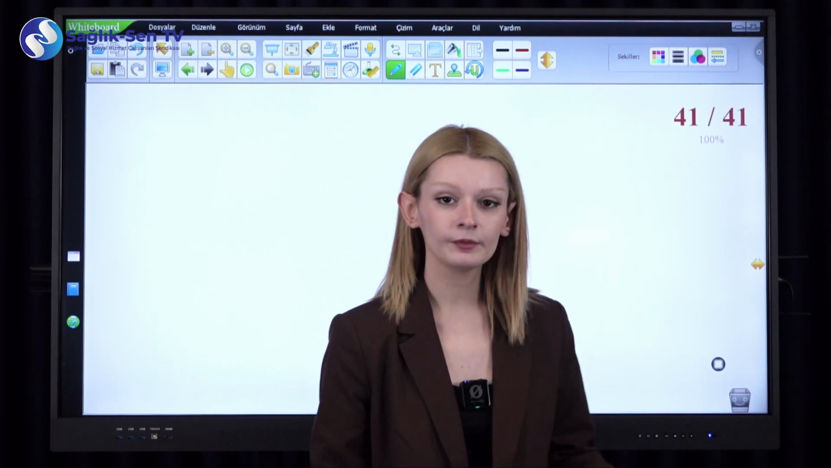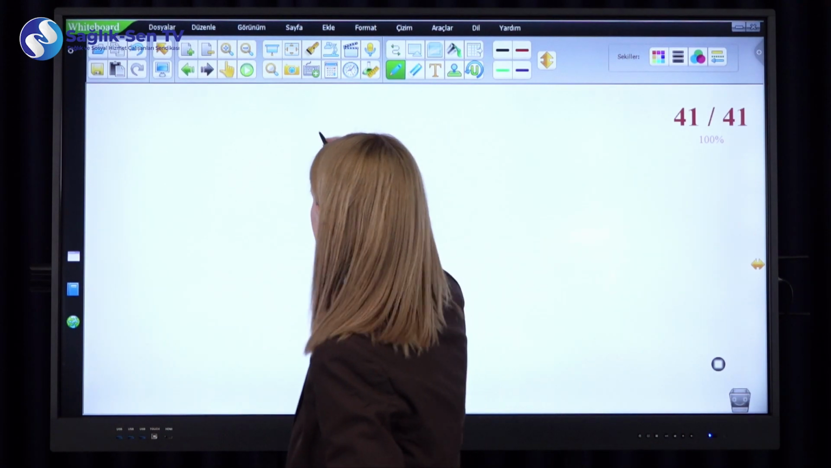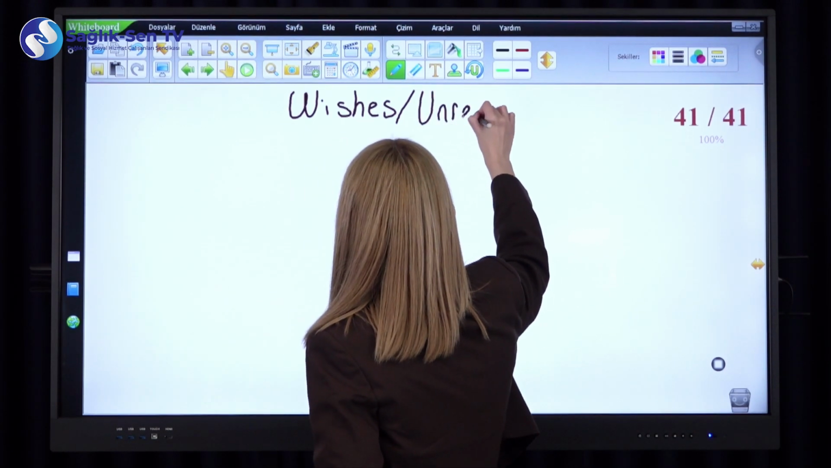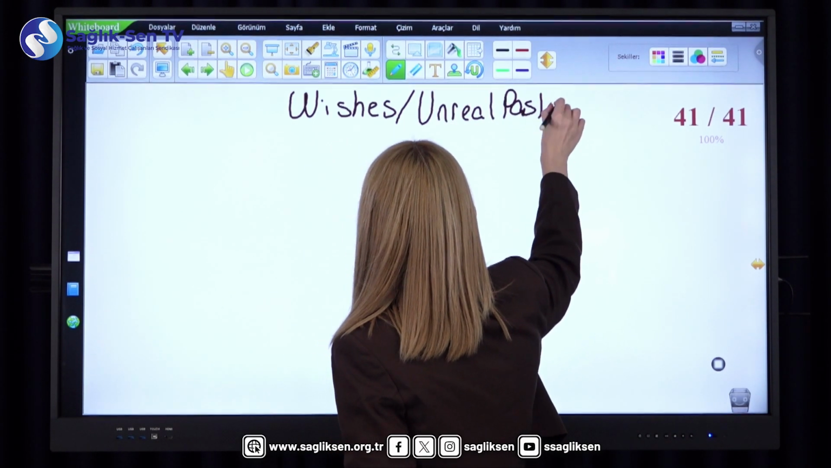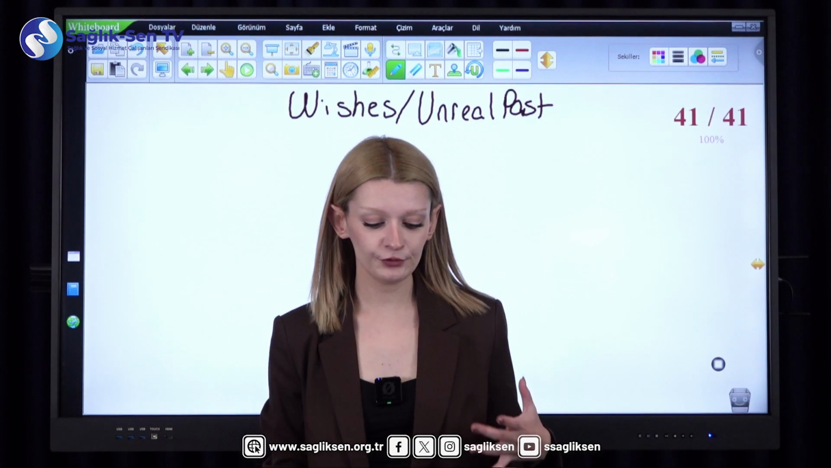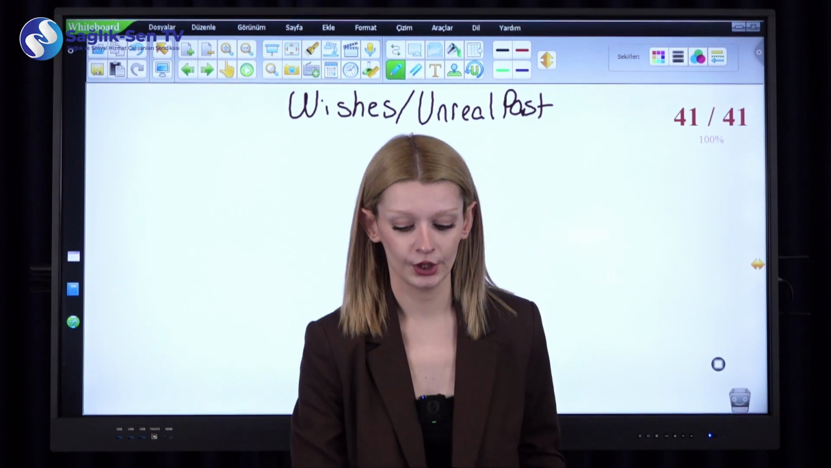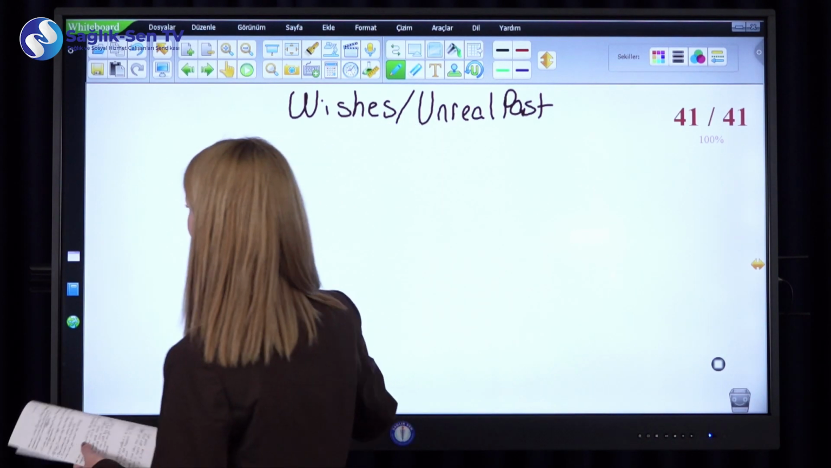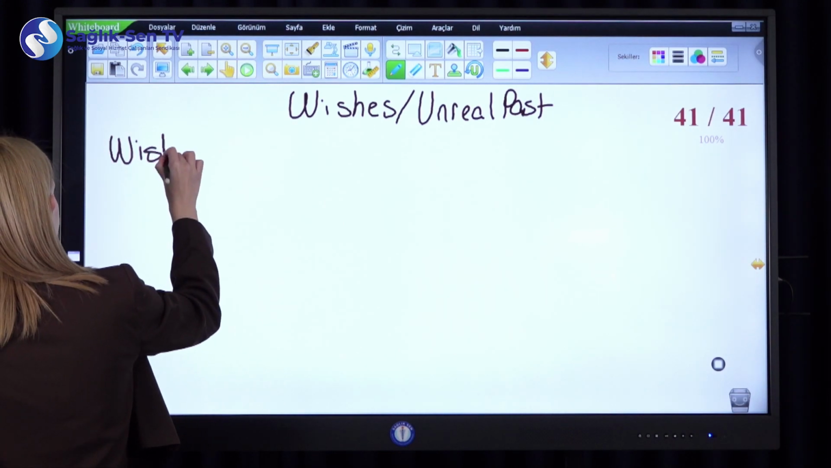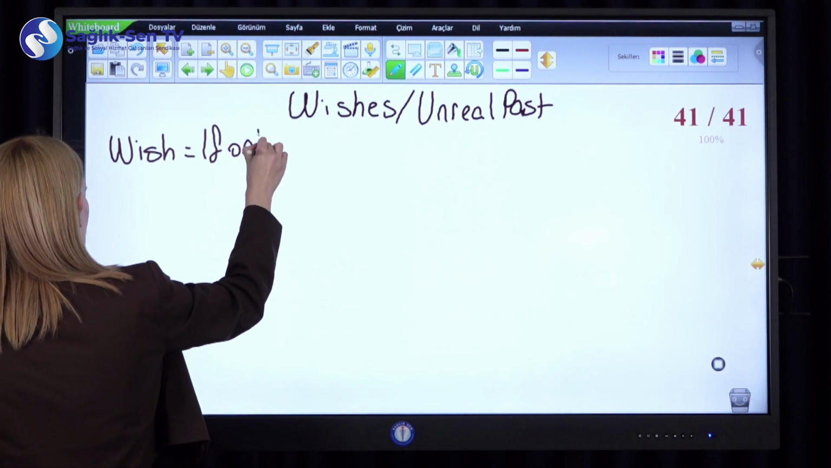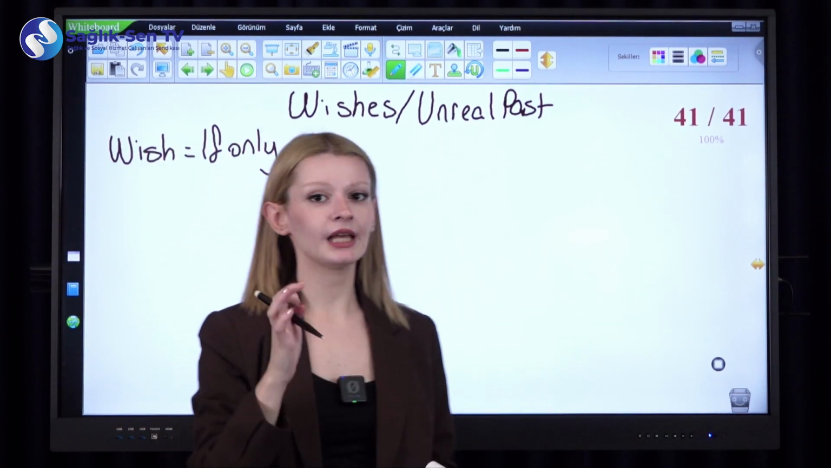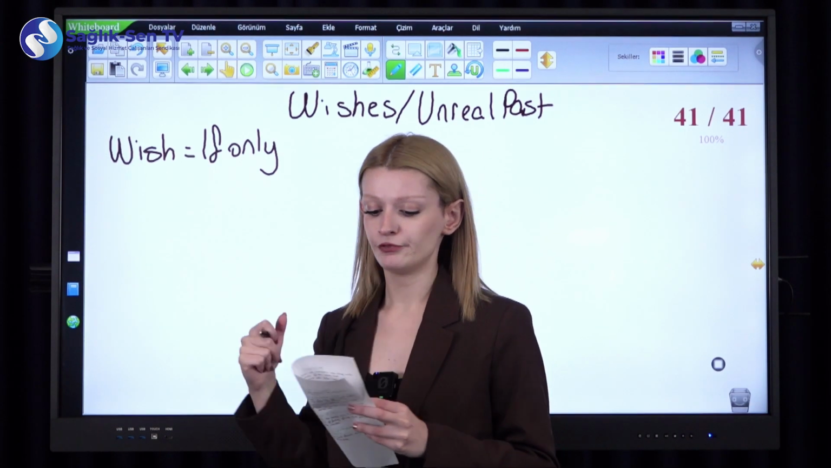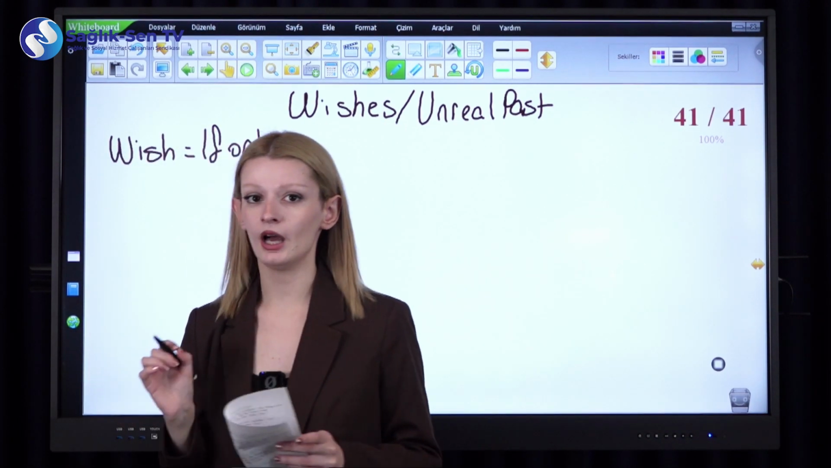And now we will be talking about wishes / unreal pasts. When we're making a wish, we often use wish or if only. Actually, they mean the same thing, but the placement of them in the sentence is different from each other. For example, by the way, we have a rule.